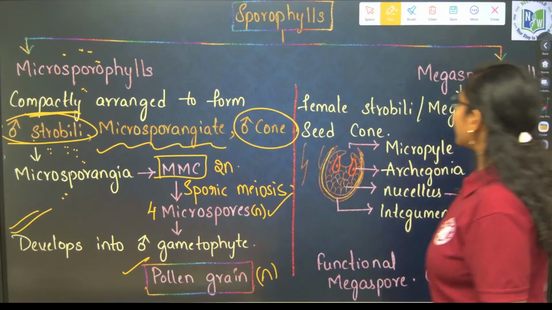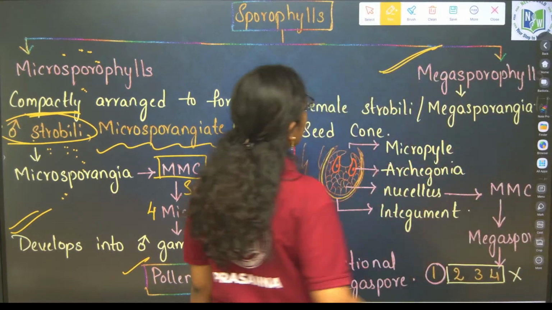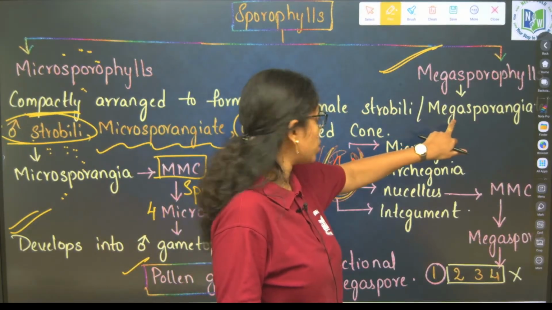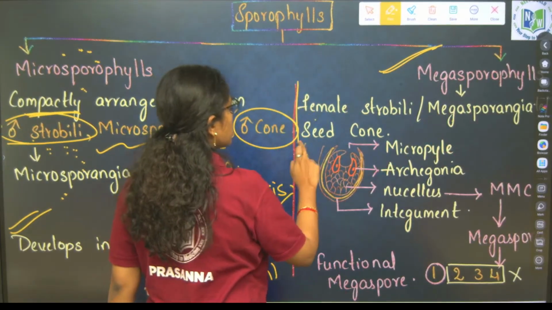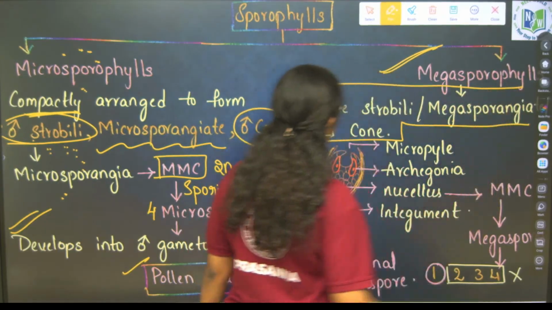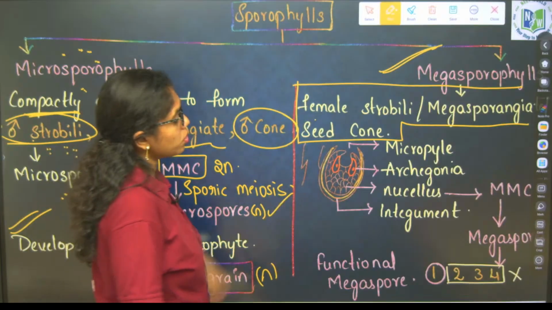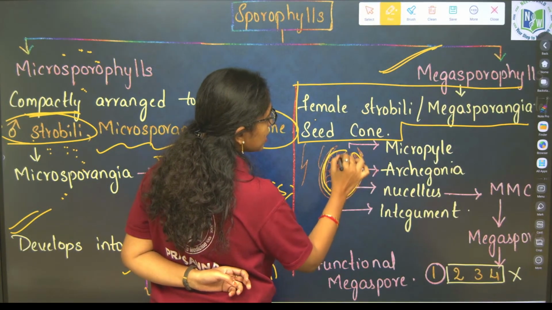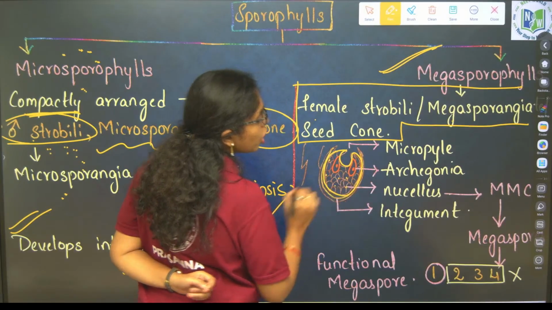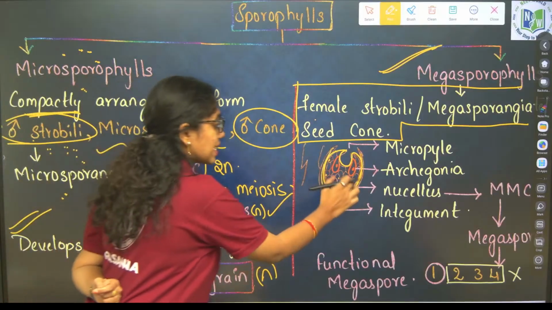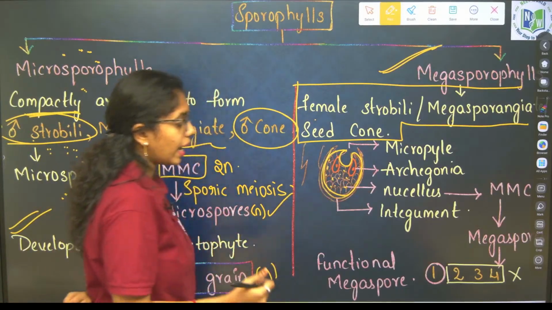Right? Next, megasporophylls. Megasporophyll is said to be what? Female strobili, also called as megasporangiate or seed cone. So, this is also called as female strobili, megasporangiate or seed cone. So, here if you see archegonia, inside archegonia the cells which are present are called as nucellus. Nucellus is diploid. Okay, nucellus cells which are present inside the archegonia are diploid.